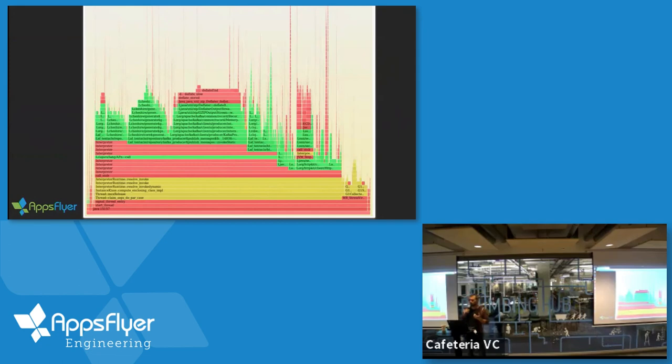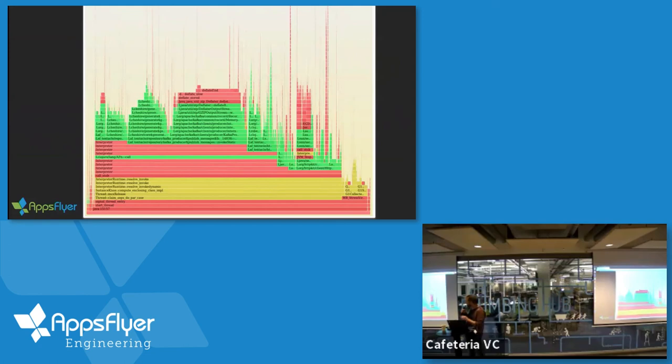I forgot to mention before, we write all of our services, or most of our services, in a language called Clojure, which is a language that compiles to the JVM. And so flame graphs actually play really well with the JVM. They play well with a lot of languages, but specifically with the JVM, it works pretty well. So we could utilize this tool for our services.